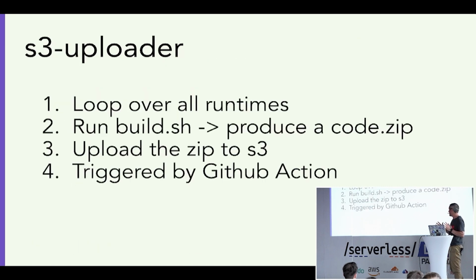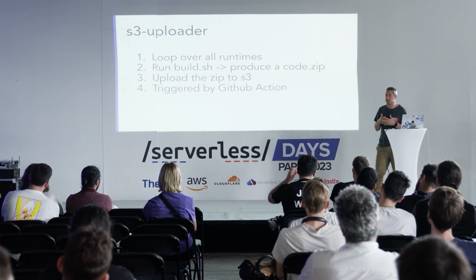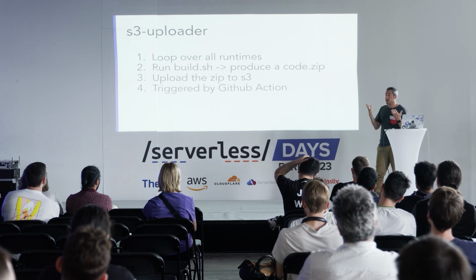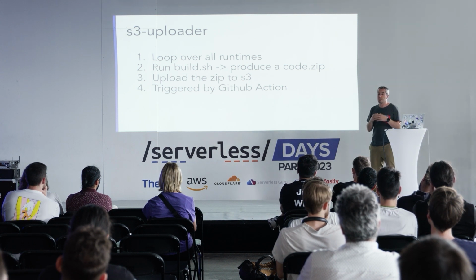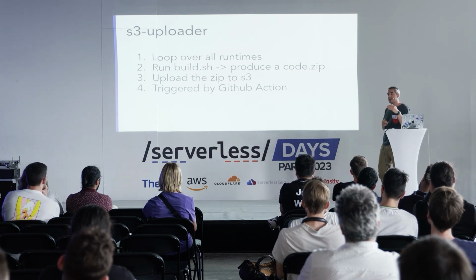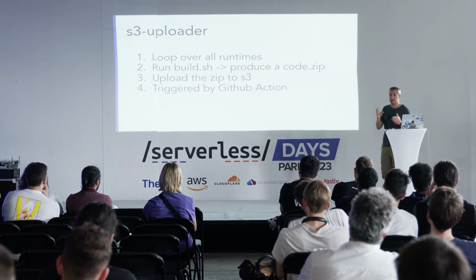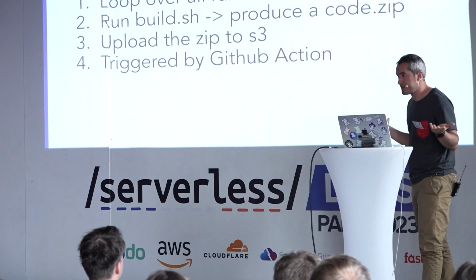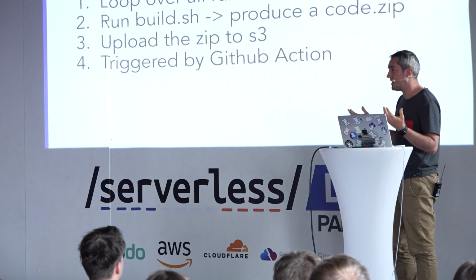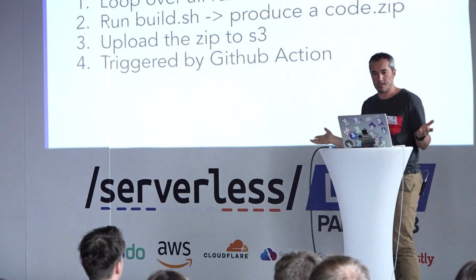Let's have a look at the first component, which is the S3 uploader. The S3 uploader will loop over every runtime which currently exists. Then it will produce an archive, code.zip, and this will be the source code of each Lambda function. For each runtime, there will be a different archive. Then we need to upload this zip to S3, and that's it. So the first step is to loop over every runtime, build a hello world function, produce a zip file, and upload that to S3. Let's have a look at that.